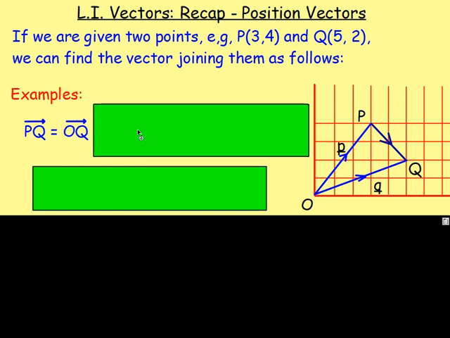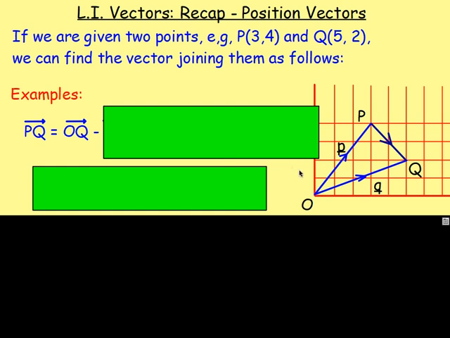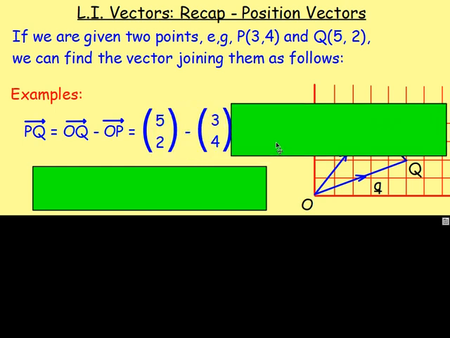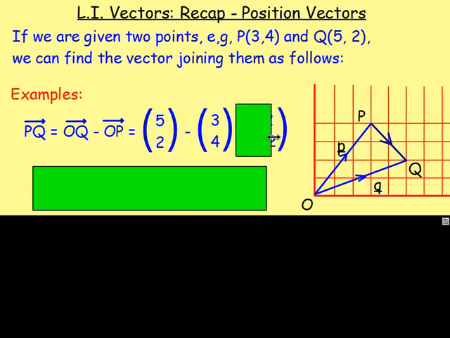Really what you want to think is, to go from O to Q, so from the origin to Q, that vector minus the vector from the origin to P. Putting in the numbers, from O to Q, we're coming along 5 and going up 2, so that's the vector 5, 2. For OP, from the origin to P, that is going along 3 and up 4, so we have 3, 4. If we subtract them, 5 take away 3, 2 take away 4, we get 2, negative 2.